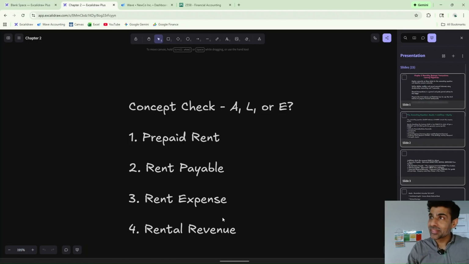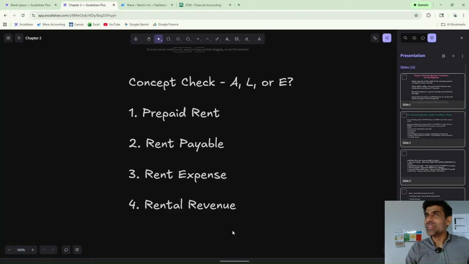What about rent expense? This should be obvious. Expense, right? This is for when you've already lived in the place for a month and then you pay for it. That payment is for the time that's already gone by. And then rental revenue, right?